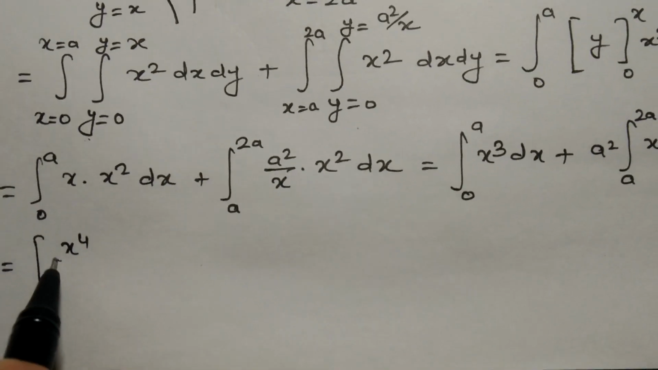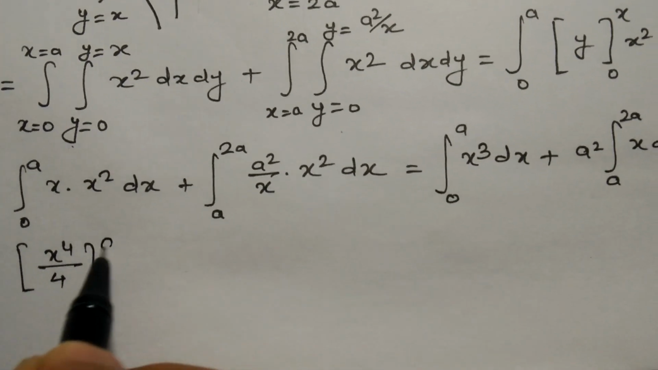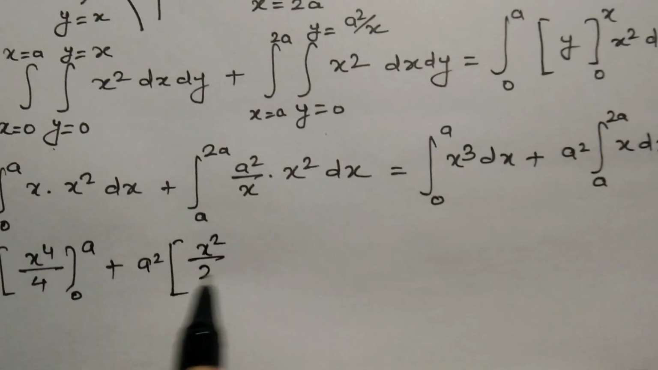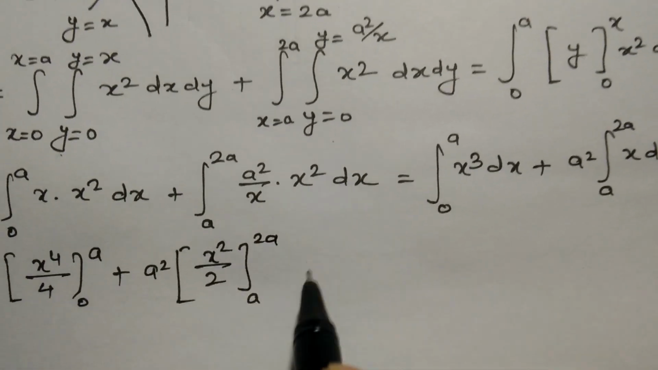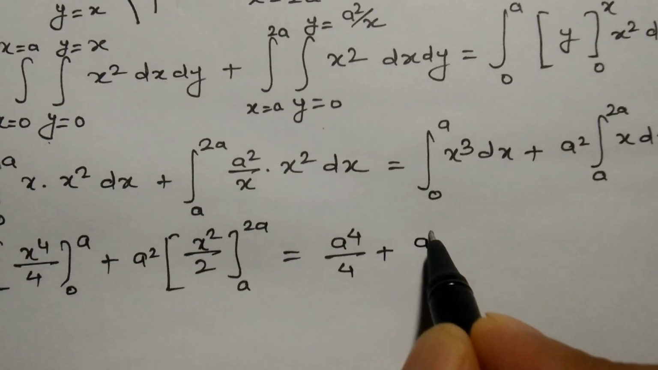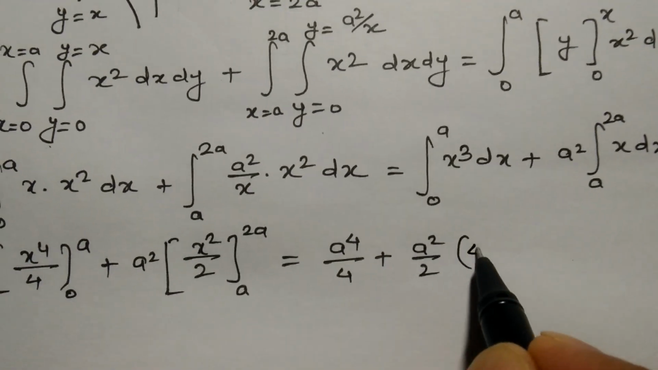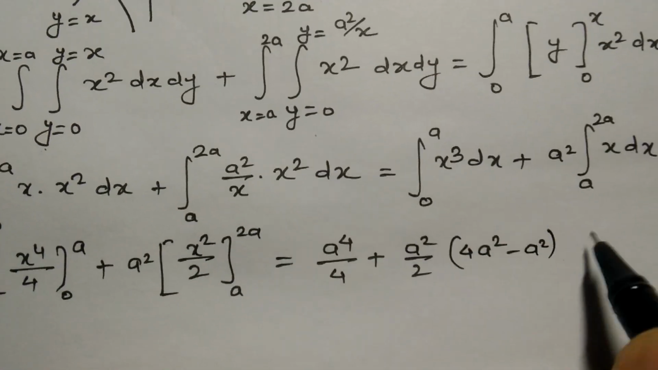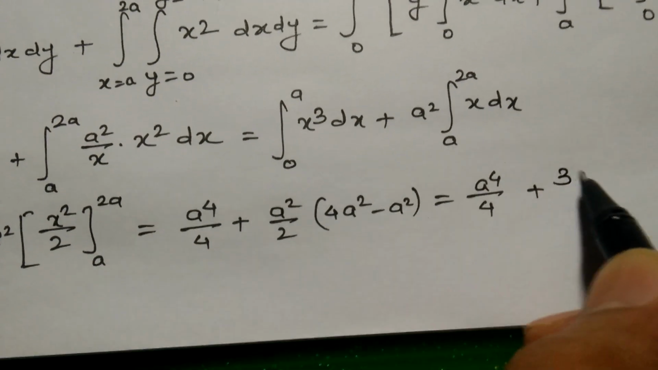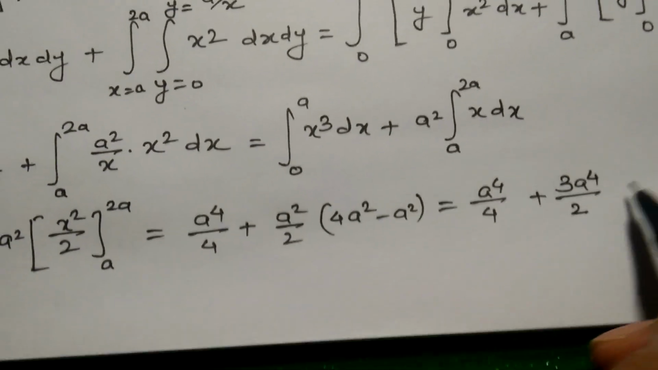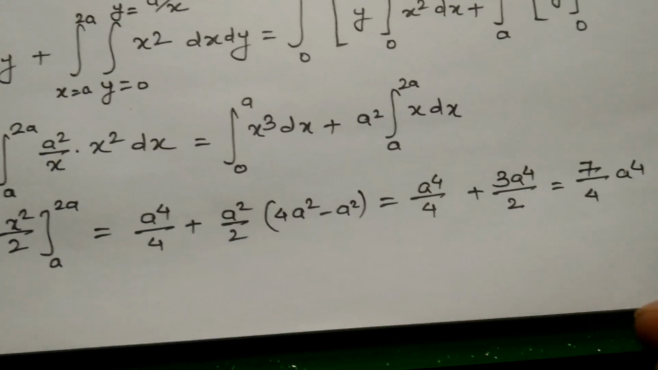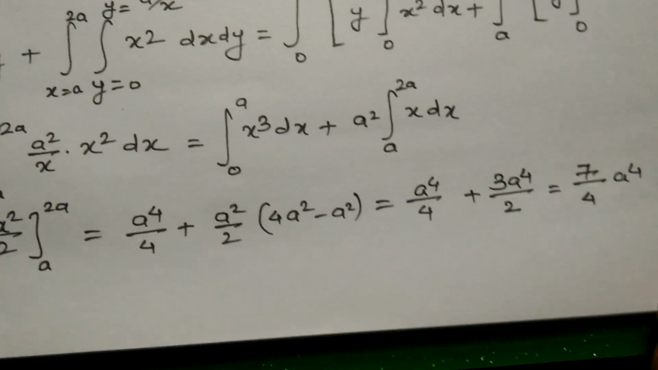That leads to x raised to 4 by 4 from 0 to a, plus a square times x square by 2 from a to 2a. So it is a raised to 4 by 4 plus a square by 2 times (4a square minus a square). So a raised to 4 by 4 plus 3a raised to 4 by 2, that is 7 by 4 a raised to 4. That's the answer. Thank you.